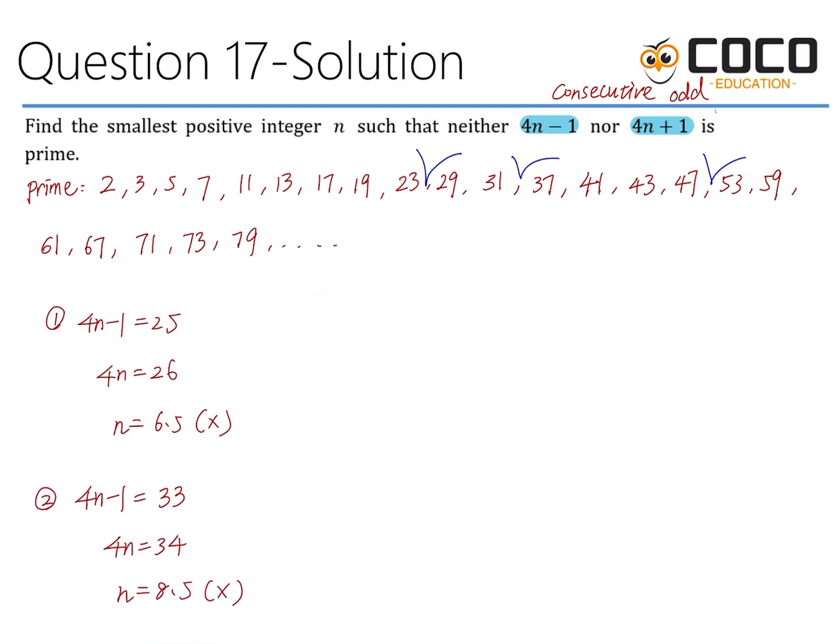Okay. For the next case, it is between 47 and 53. So 4n minus 1 equals 49. 4n is 50. 50 is not divisible by 4. This is 12.5, so it's not a whole number.